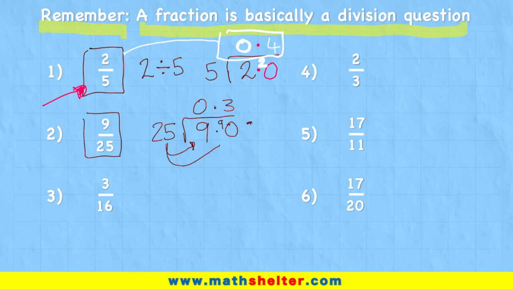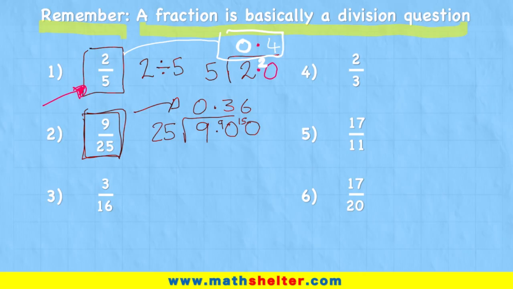Well, guess what? I can just add another 0 now in the hundreds column, put my 15 in front of it, and I can say how many 25s are there in 150, and I have 6. So my answer to the equivalent of 9/25 as a decimal is 0.36. Let's have a look at question 3.